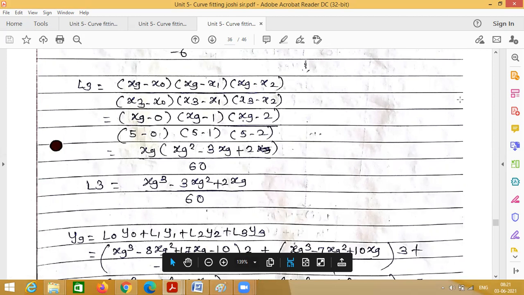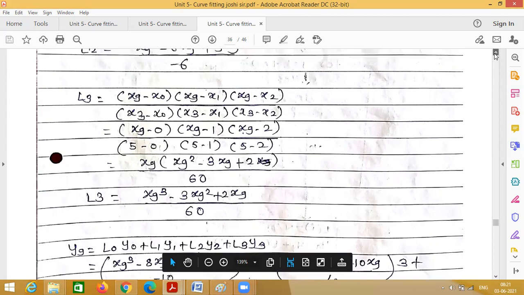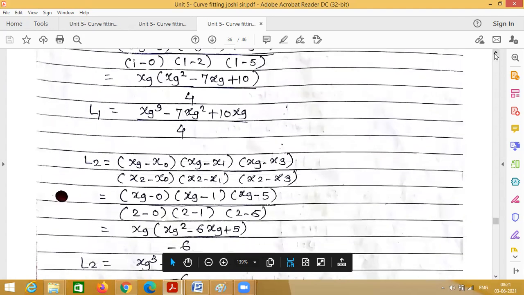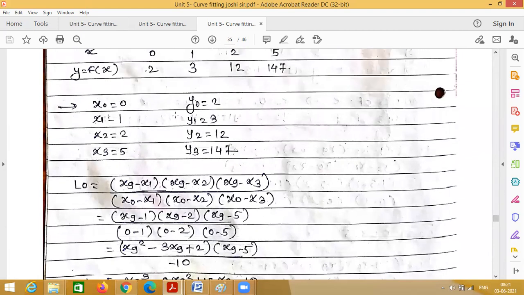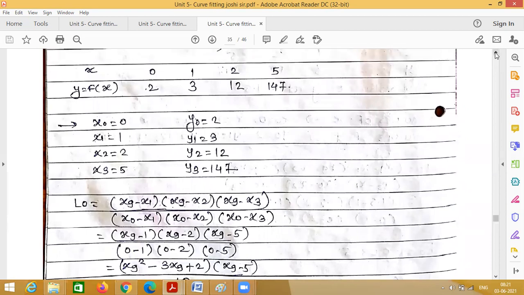So here, what are y0, y1, y2, y3? They are nothing but our set of data points, which are already given here. Now let's find what L0, L1 and so on are. These are the Lagrangian coefficients. For that we have the equation.